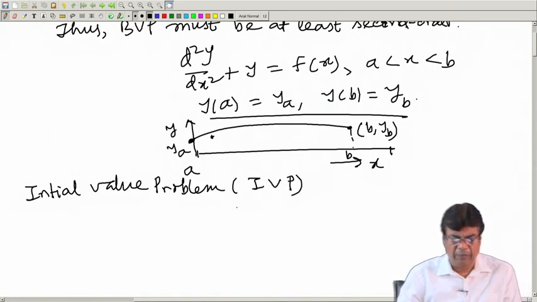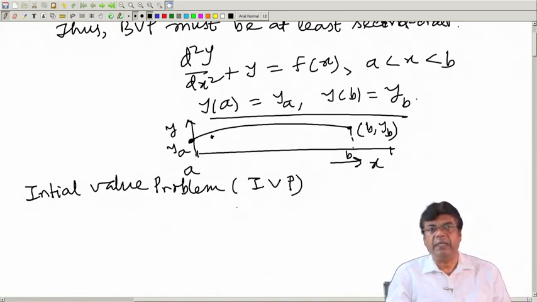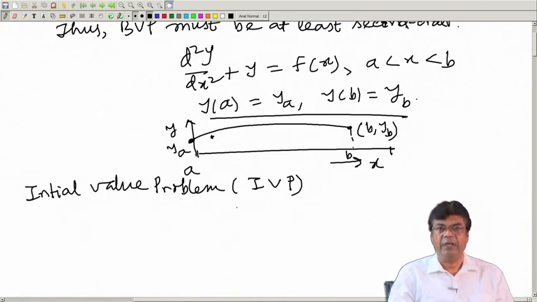So, in the IVP, what happens is all the conditions are given at a single point. Whatever the conditions are, they are imposed at a single point, and that point is referred to as the initial point.